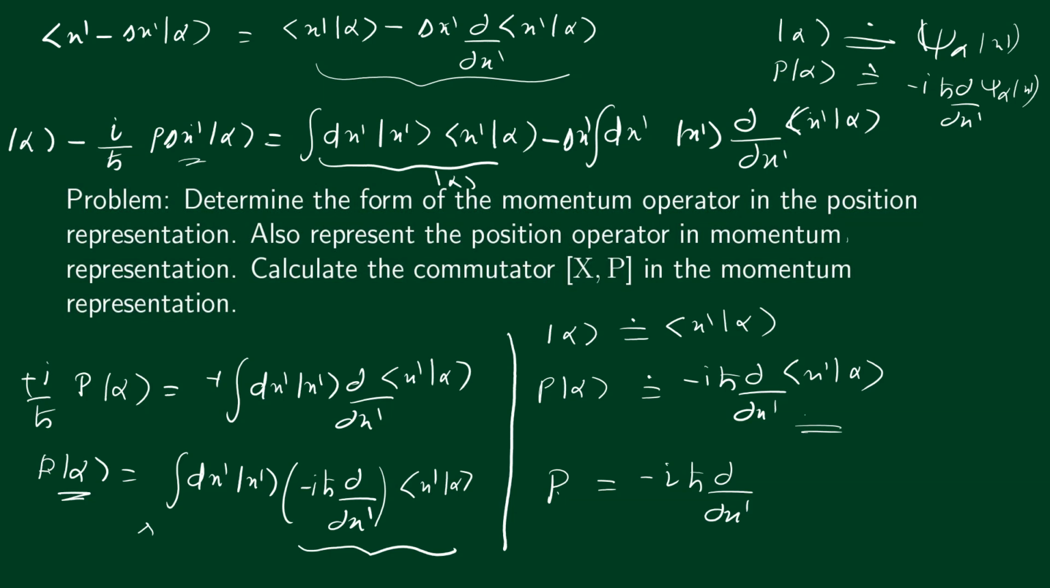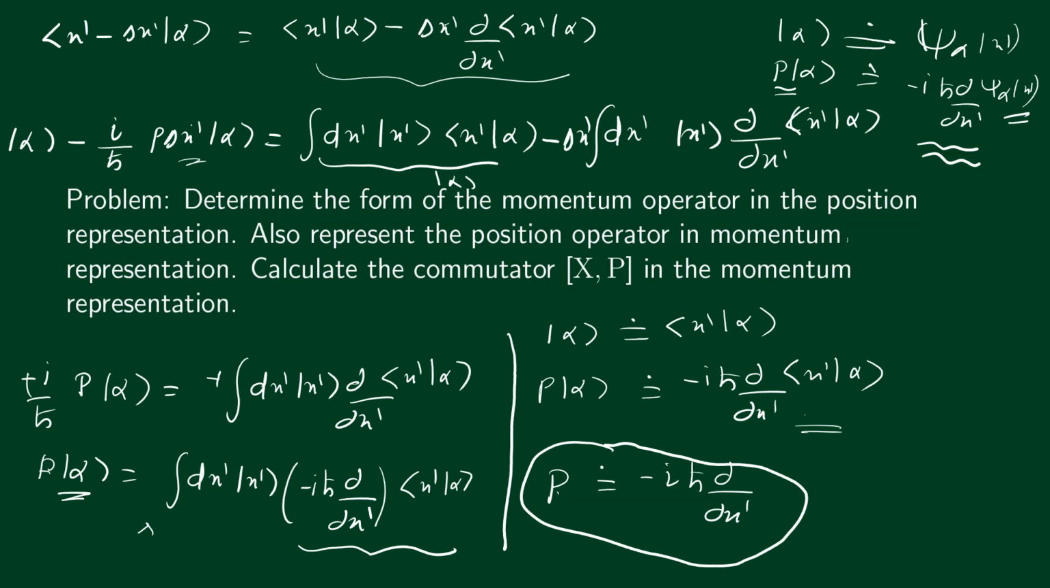So the action of the momentum operator on a state can be represented by the action of this differential operator on the position space wave function. That gives the momentum operator represented in the position basis, the momentum operator in position basis. That answers the first part of our question.